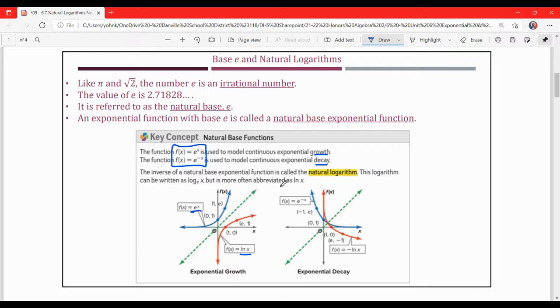logarithms. So we still have this line y equals x that's going through the middle of the coordinate plane, and it allows us to have an inverse so that we can switch the x's and y's and graph the natural logarithm. So we've got exponential growth in the blue, and we have exponential decay in the blue on the right, and then their inverses are in red.